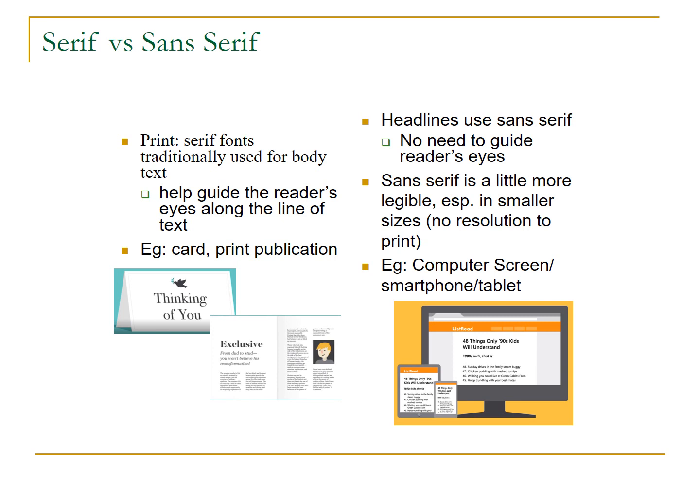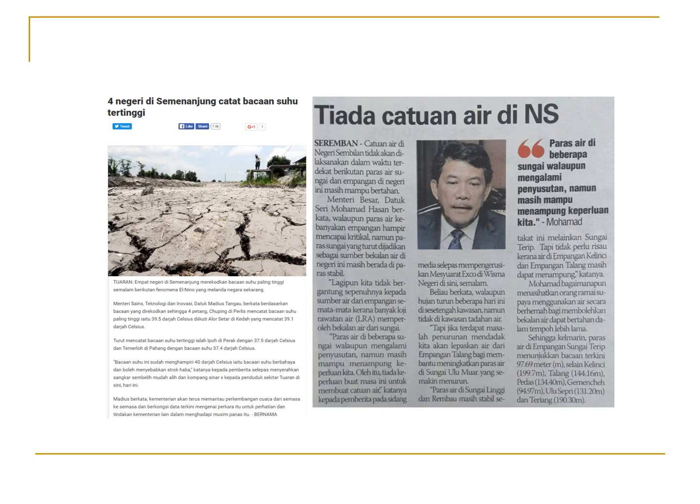For instance, serif fonts are more suitable for printed materials such as cards and newspapers. The tail part of serif fonts helps to guide the reader's eyes along the line of text. While sans serif fonts are more suitable for non-printable media. As on a computer screen, sans serif is a little more legible, especially in smaller sizes, as screens don't provide as much resolution as print. Let's see the difference of typography context in an online website and a newspaper article.